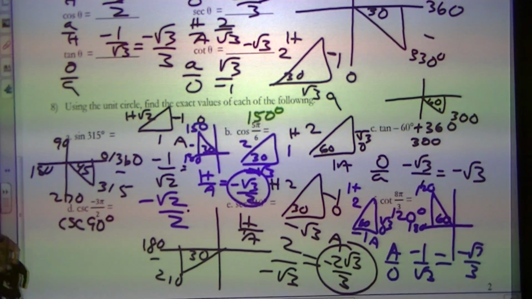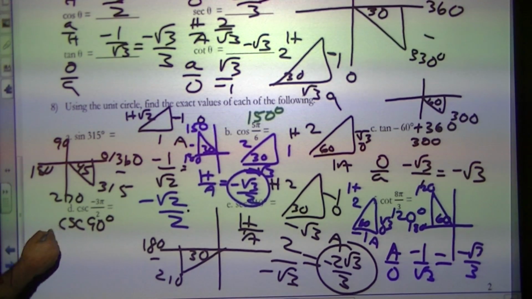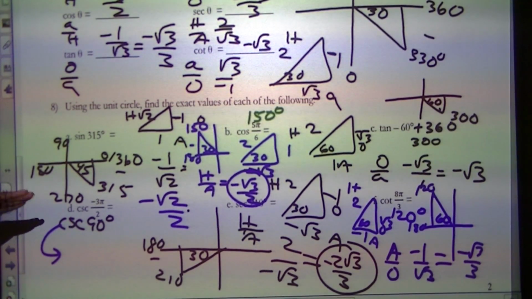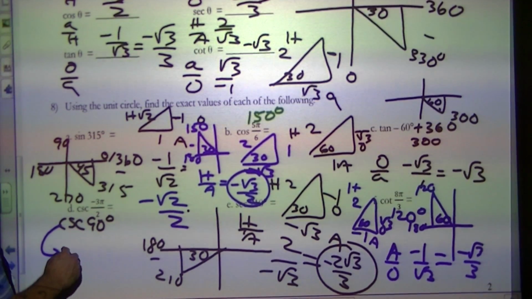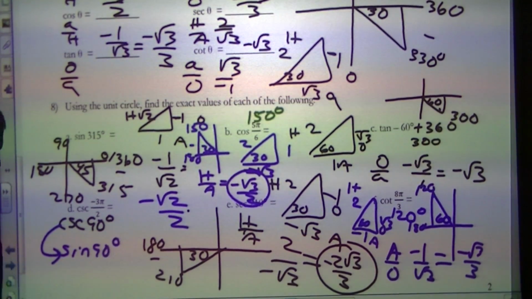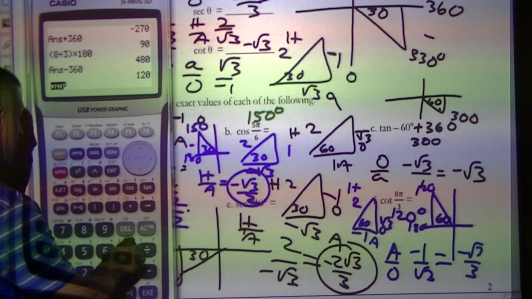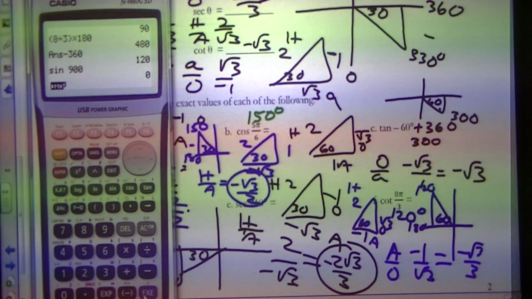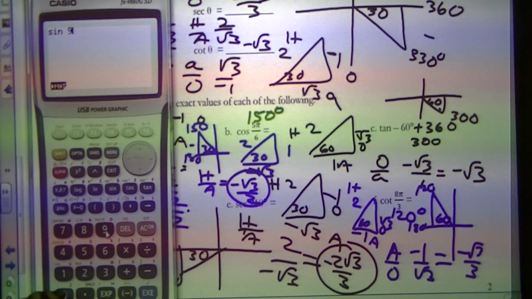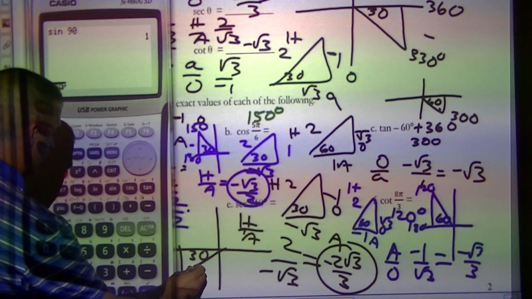All right, this one, when you have the 90, the 180, the 270, the 360, take the sine of 90. It's a very simple answer. Whoops, that's 900. Sine of 90, which will be 1.